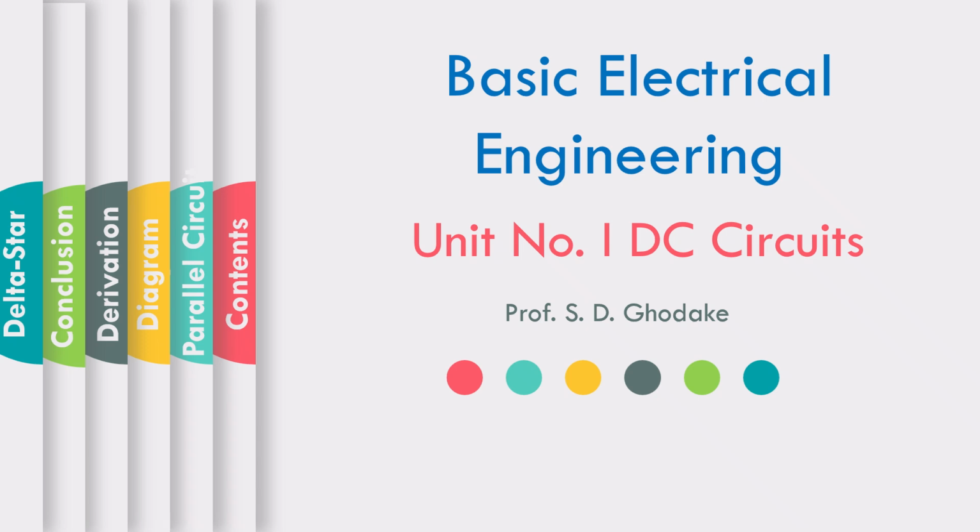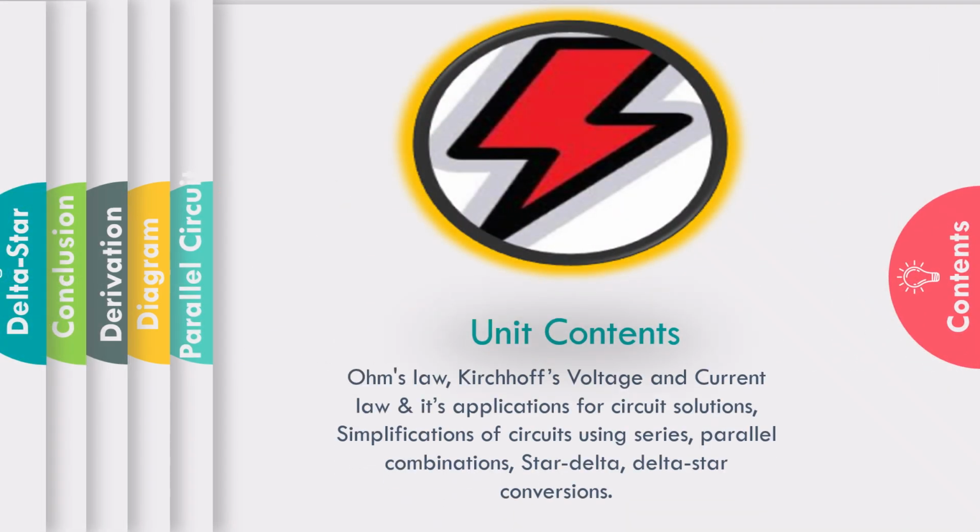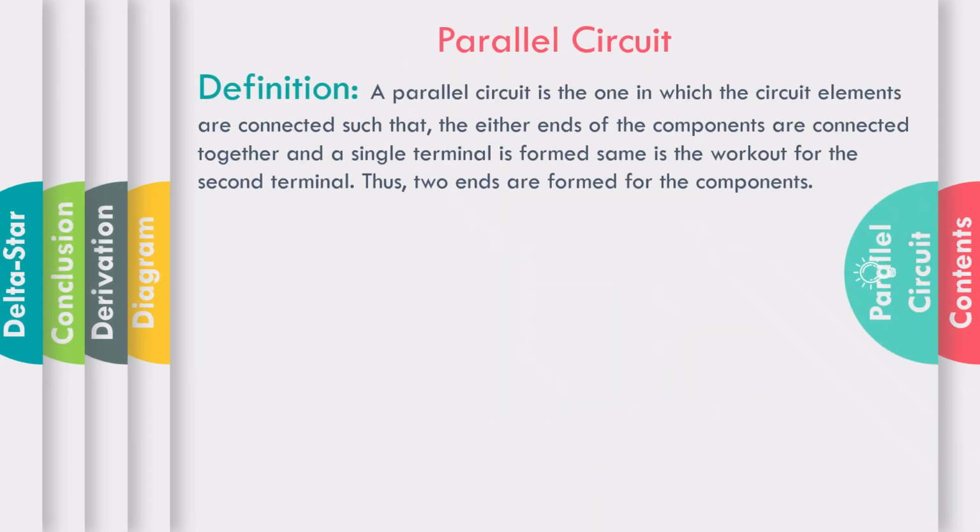In that, we have already started Unit 1, that is DC circuits. These are the unit contents. As discussed in the last lecture, series circuit. In this lecture, we are going to discuss the parallel circuit, that is, we will get the derivation of total resistance of the parallel circuit.